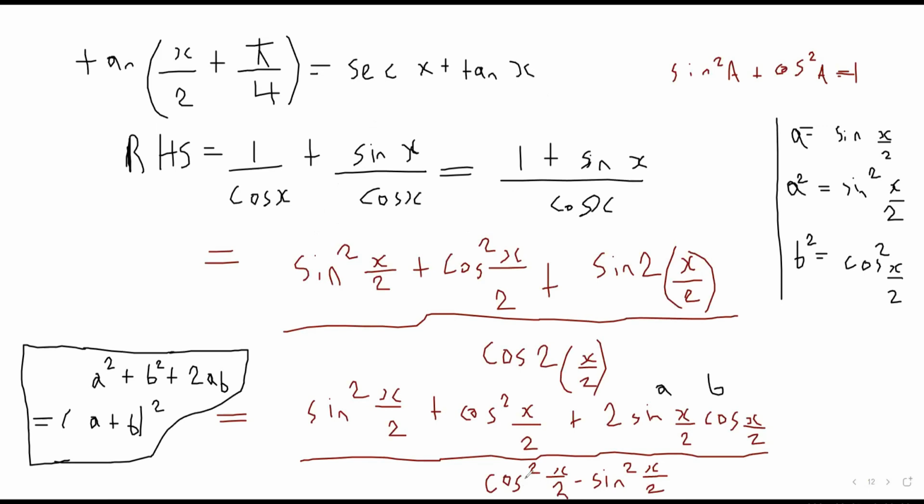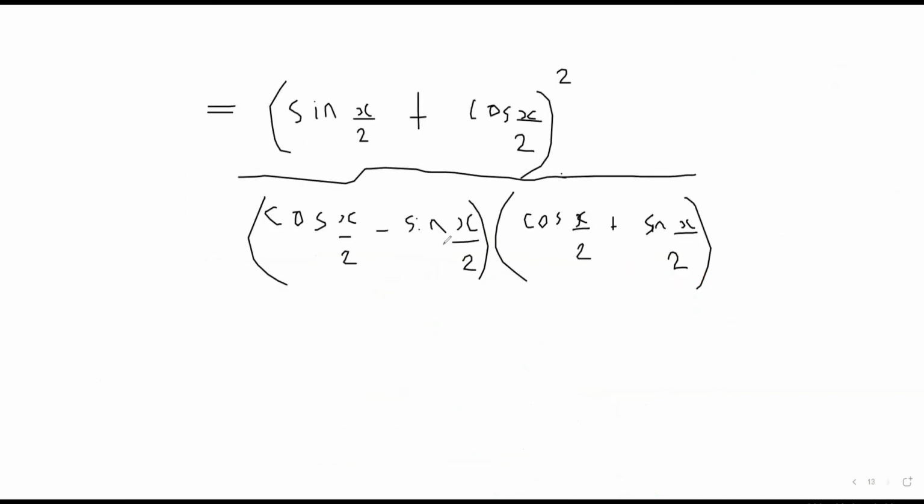This is a difference of two squares. Remember, B is cos x over 2 and A is sine x over 2. If you have B squared minus A squared, isn't that B minus A times B plus A? Right here, in the denominator. That's what I put right here. Difference of two squares in the denominator, right?